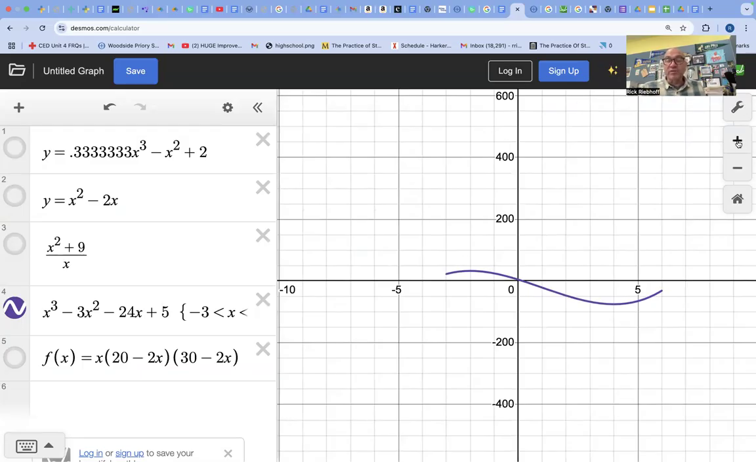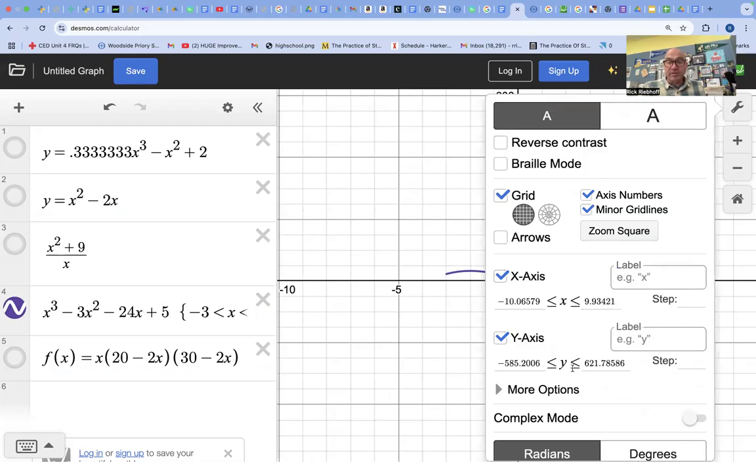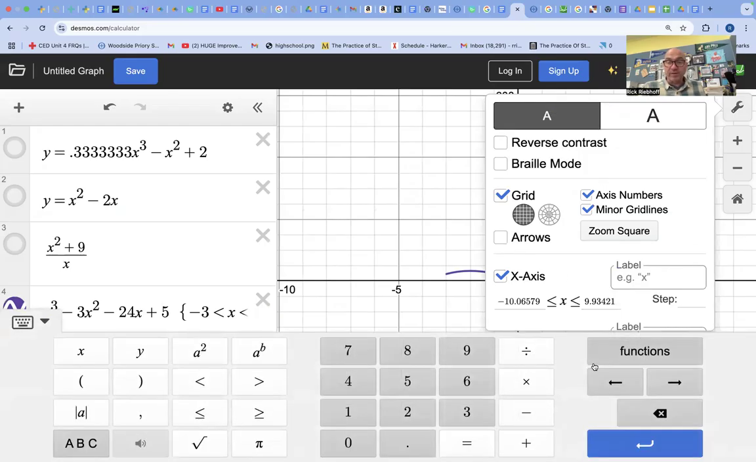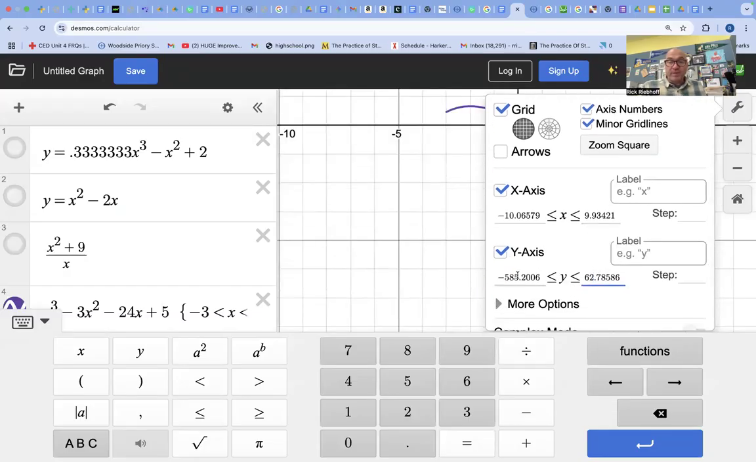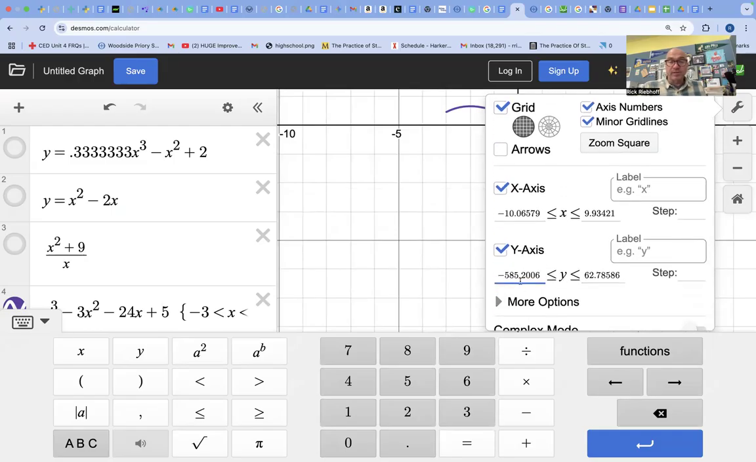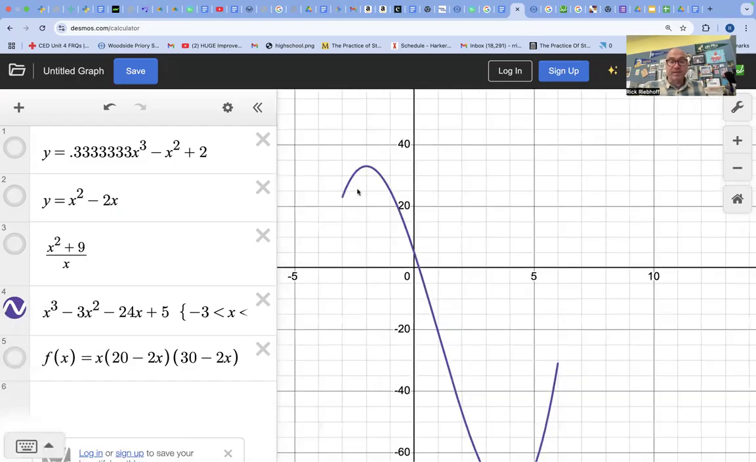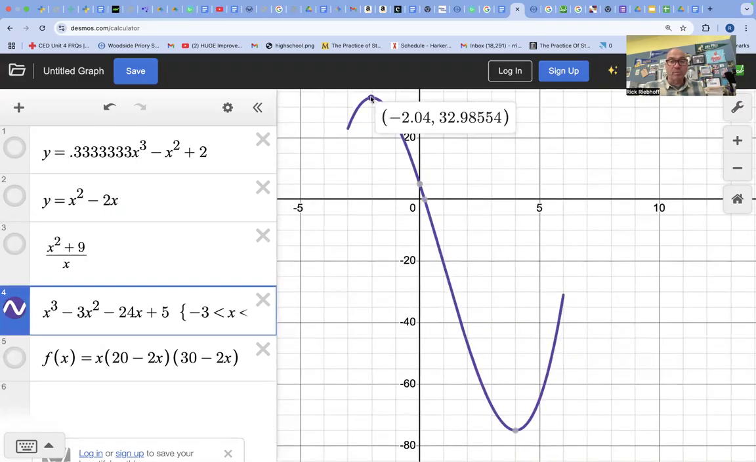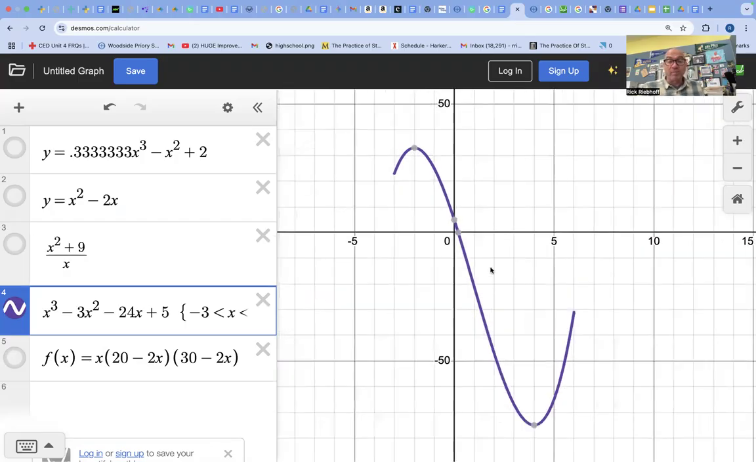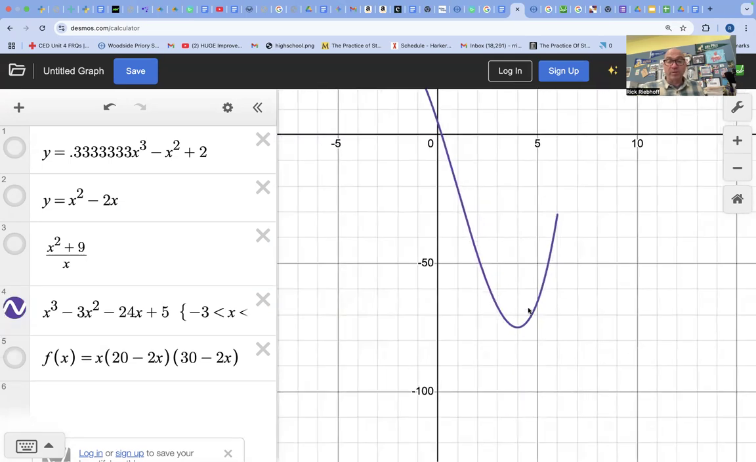This is the graph of what we just did. Let's change my y-axis and bring that down a little bit. Oh, yeah, there we go. There it is. So my high point here, my global max, is at negative 2, 33. That's what we had. And my global minimum, the lowest of the low points, the Death Valley, if you will, is at 4, negative 75.